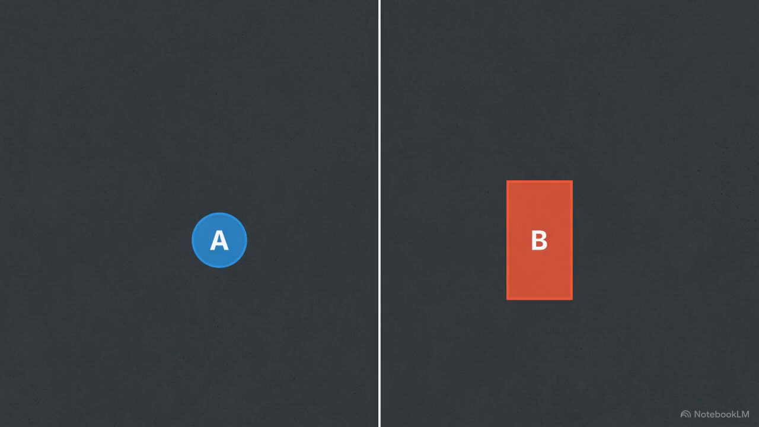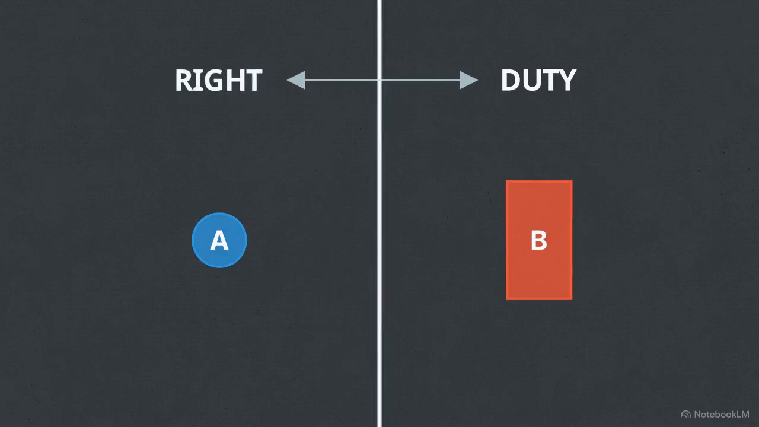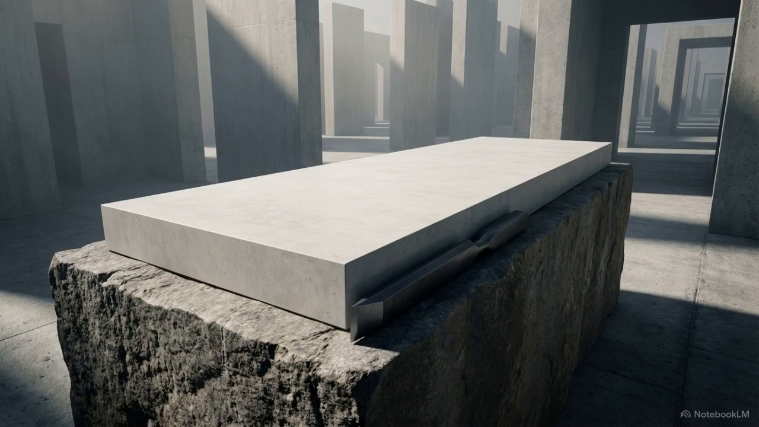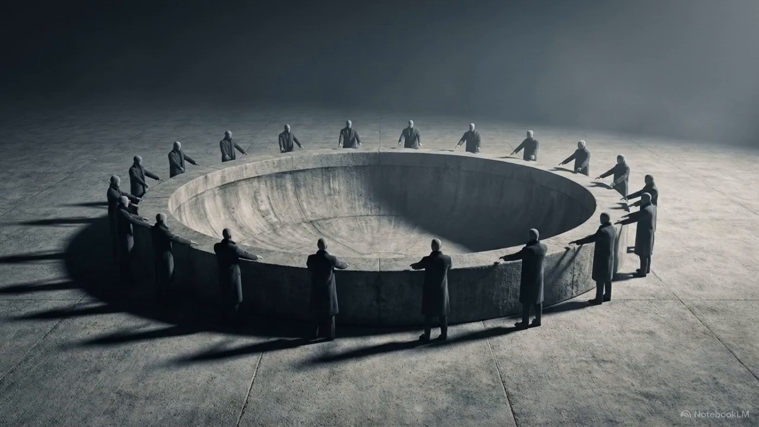This diagram models that boundary condition. Entity A's right to walk safely on a sidewalk strictly dictates Entity B's duty to keep their vehicle on the road. The right forms the boundary, the duty maintains it. Where do these structural boundary rules actually originate? Historically, they flow from two foundational sources.